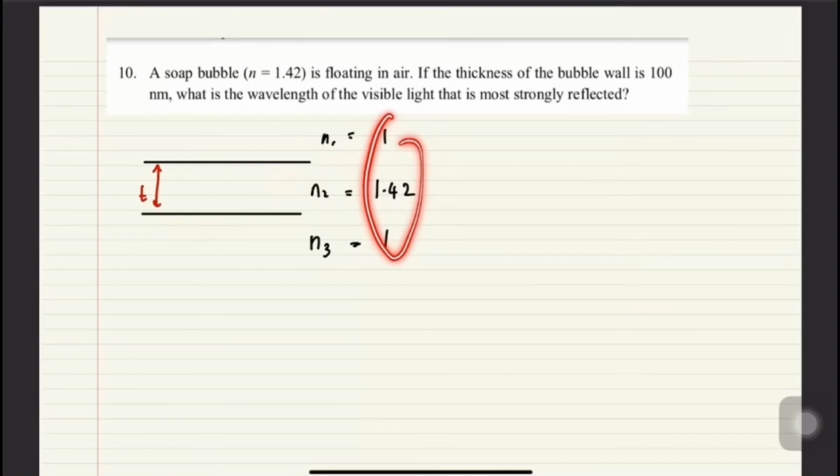So because these are the numbers, is it in sequence or not? Not in sequence. So is it antiphase or in phase? It's antiphase. Okay, antiphase. And then immediately you can list down constructive and destructive formula.